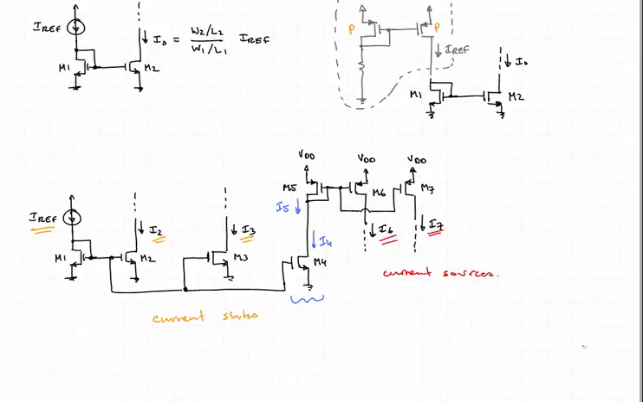This replication or scaling of IREF throughout a multi-staged amplifier circuit is what we call current steering. So we're steering the currents I2, I3, I6, I7 all by way of a reference current, IREF.